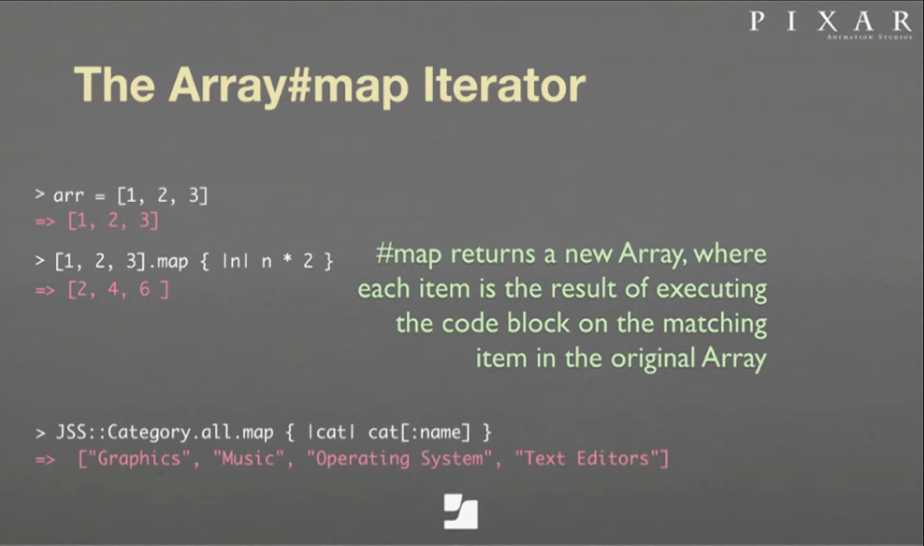Here's an example of using the list of categories from the JSS. When you call the all method, you get back an array of hashes. Each hash has a name and an ID for each category. I just want to see the name of each one. So this method will do that. It converts the array of hashes into an array of strings that match what we originally had. In fact, the all_names method does exactly this.